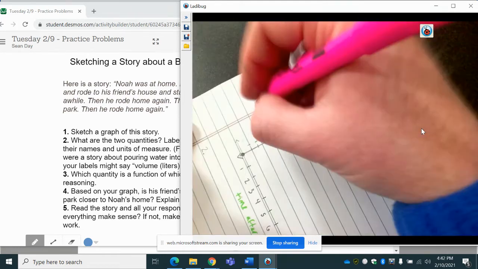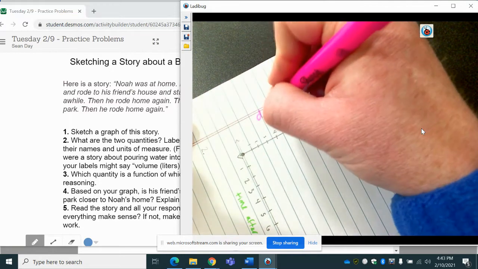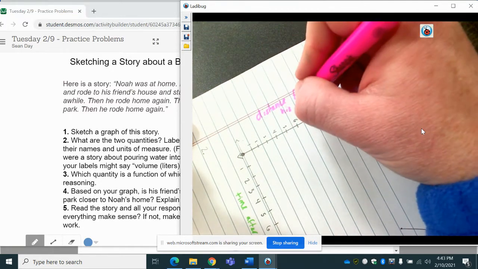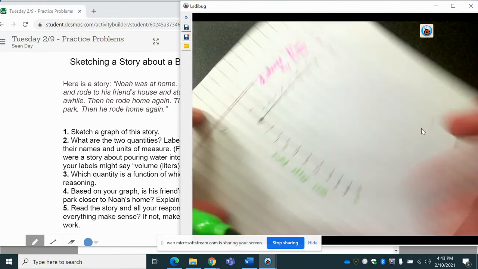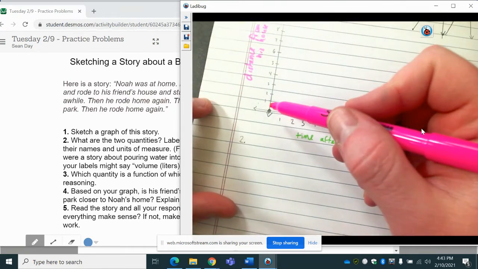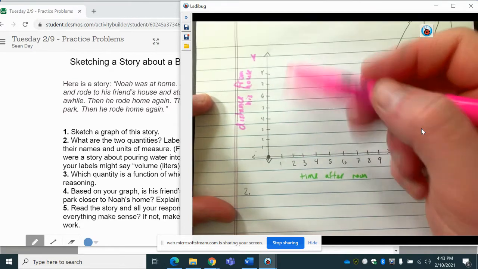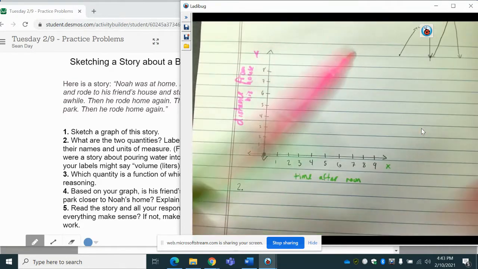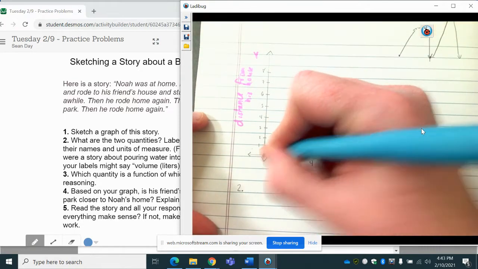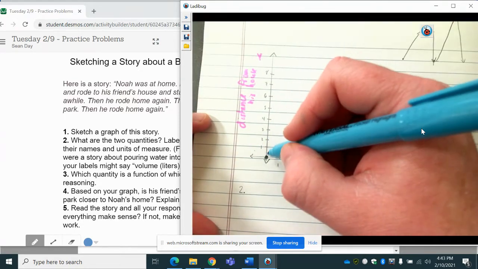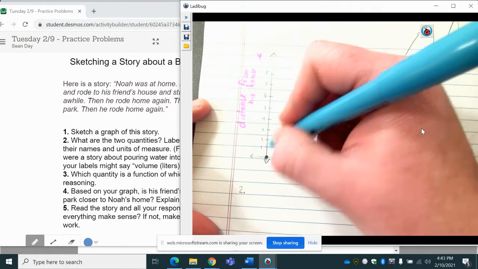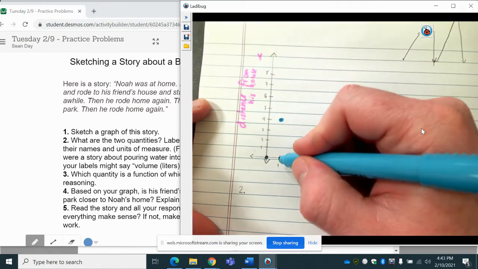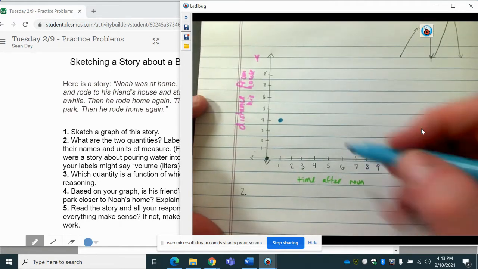And this might just be the distance from his house, because we're thinking about Noah traveling away from his home to different places. So his house is here, the starting point, and this is how far away he might go away from his house. So he starts off at the origin here. And then we say, okay, let's say it takes him an hour. From 12 to 1, he rides to his friend's house. His friend's house is 4 miles away. Takes him an hour to get there. So at 1 p.m., he's 4 miles away from his house.